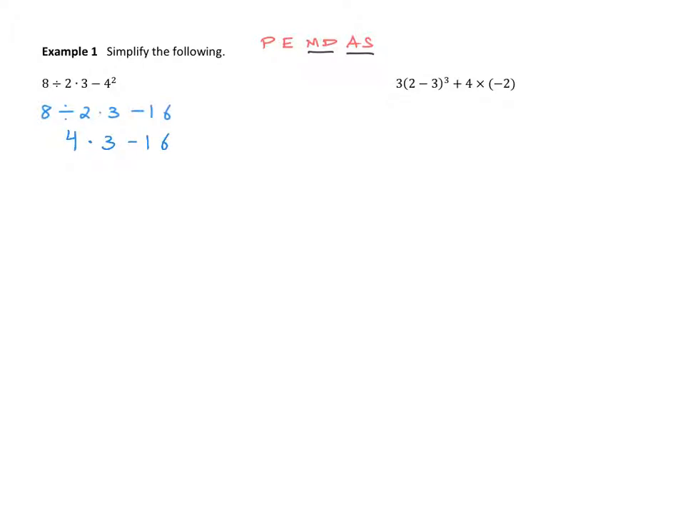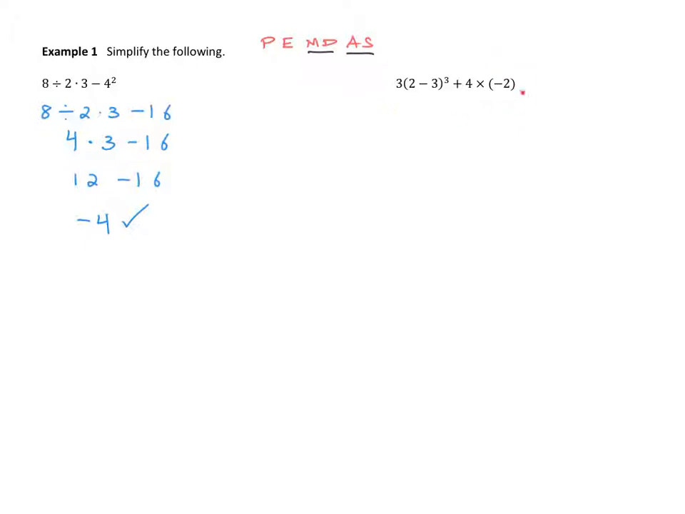Next, I would multiply before I subtract. So 4 times 3 is 12. And now I have 12 minus 16. I know this is going to be a negative number. 16 minus 12 is 4, and so my answer is negative 4. The thing to point out in this example is we actually divided before we multiplied, and the reason is if we encounter both of those operations, you work from left to right as they appear. Now let's try this in a different example, one that has some parentheses.